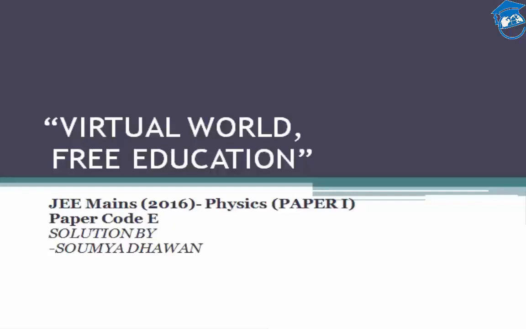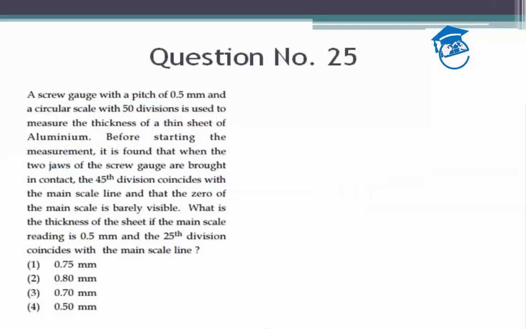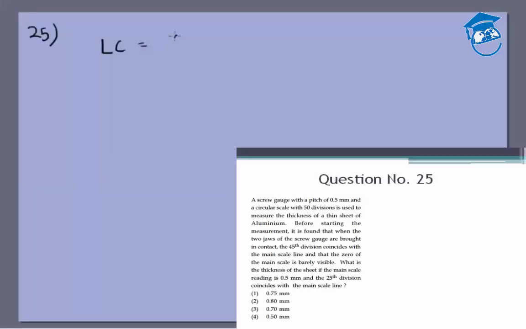In this video, we'll discuss solutions to the 2016 JEE Mains Physics question paper. Let's look at question number 25. A screw gauge with a pitch of 0.5 millimeters and a circular scale with 50 divisions. So the least count will be 0.5 divided by 50, which is 0.01 millimeters.